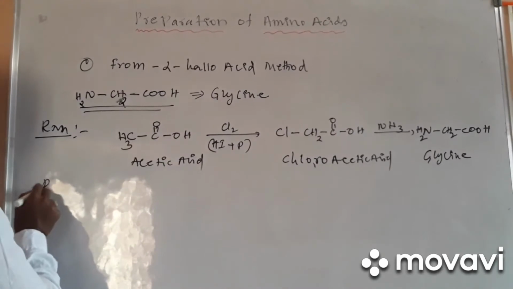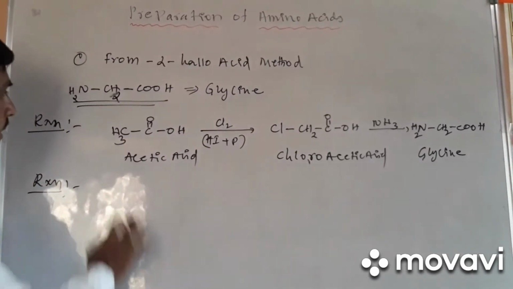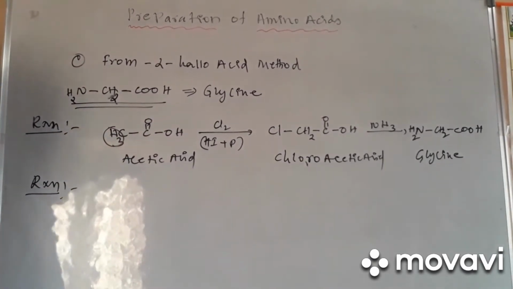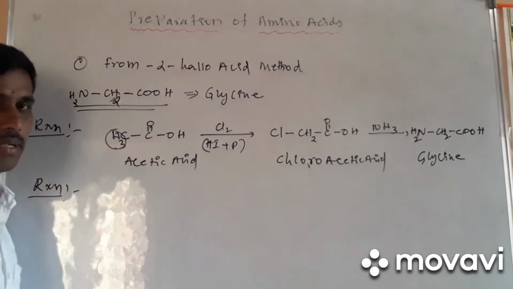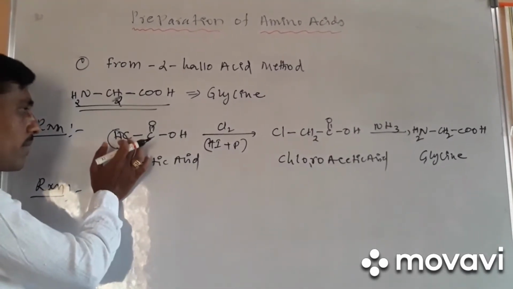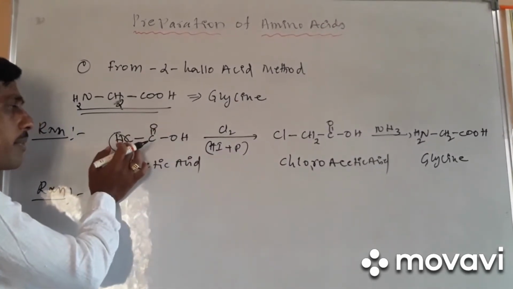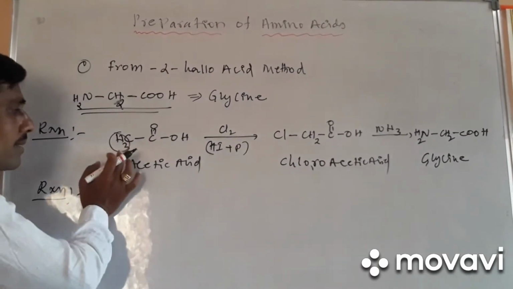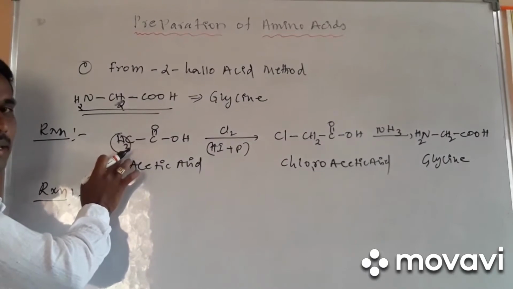Now the reaction mechanism, what is the reaction condition? In this reaction, there are 3 active alpha hydrogens. These hydrogens are called alpha hydrogens. This carbon is called the alpha carbon, the carbon beside the carbonyl carbon. There are 3 alpha hydrogens, and these alpha hydrogens have acidic nature.